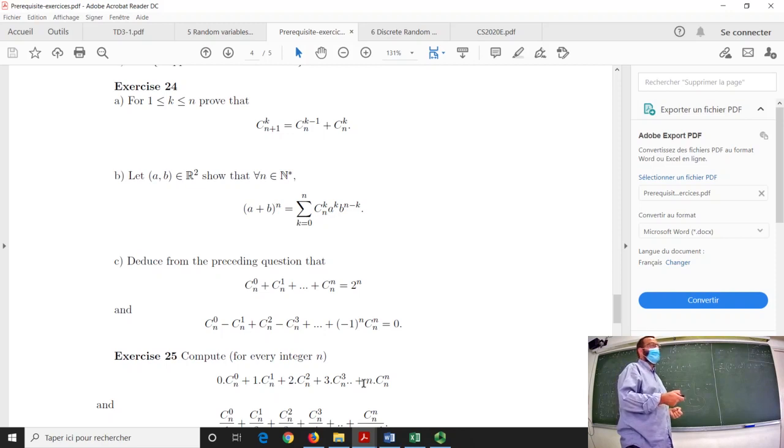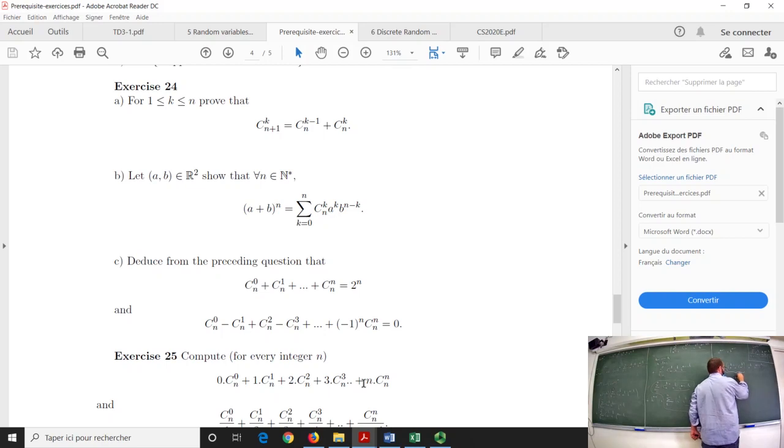But we are going to use the fact that C(n,k-1), that is this term, plus C(n,k), that is this one, is just in fact equal to C(n+1,k) from question A of exercise 24 of the summer list. Okay? So let's write what I have at the end.